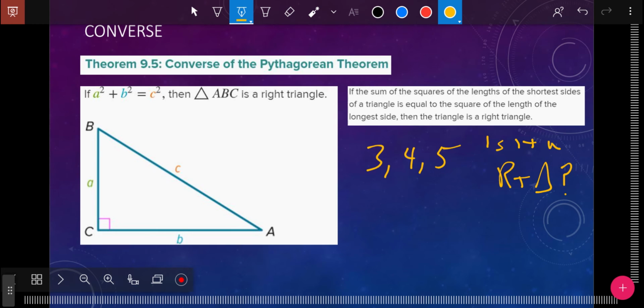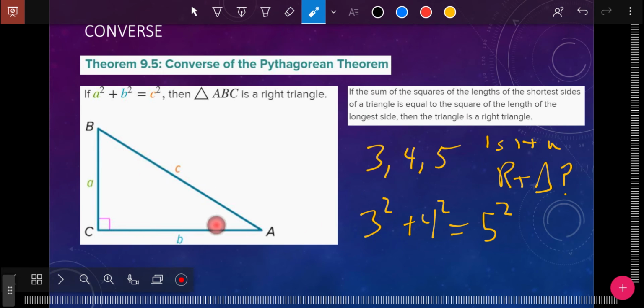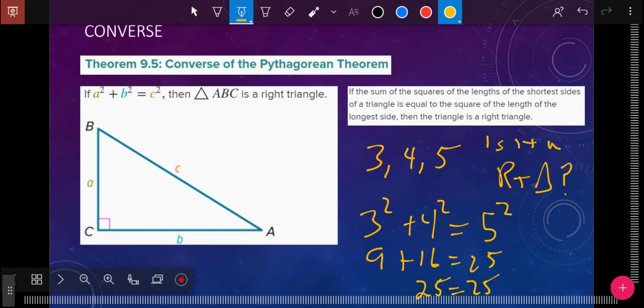3 squared plus 4 squared would have to equal 5 squared. Now, how do I know 5 was C? There's no picture here. Remember, C is the hypotenuse, which means it's the longest side. So the biggest number is always the C. And so that would be 9 plus 16 equals 25. And so 25 equals 25. And so it worked out. A squared plus b squared did equal c squared. So it's a right triangle.